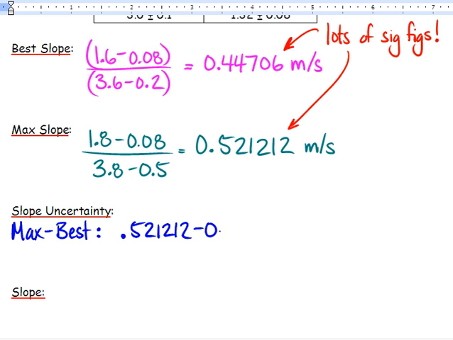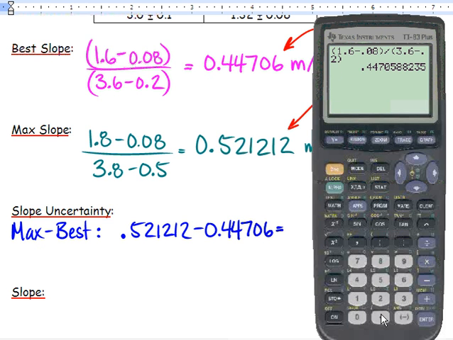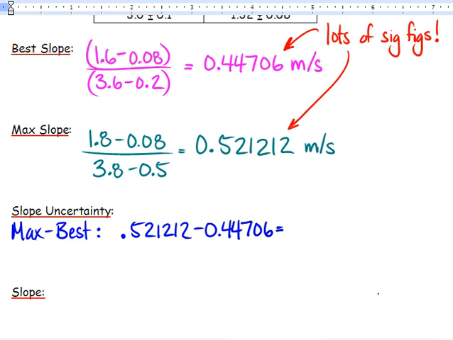0.521212 minus, this is mine anyways, yours might be a little bit different. Remember, we all drew unique lines and had unique slope triangles. So if I plug that into my calculator, let's see what it gives me. 0.521212 minus that previous answer, I get 0.07415. Want to put units on there. It's meters per second, rise over run. And we want lots of sig figs still.